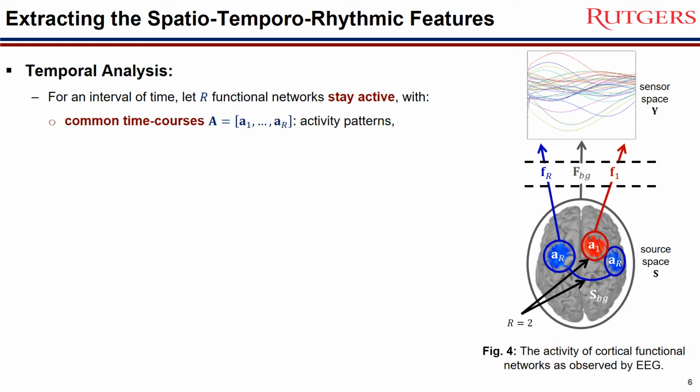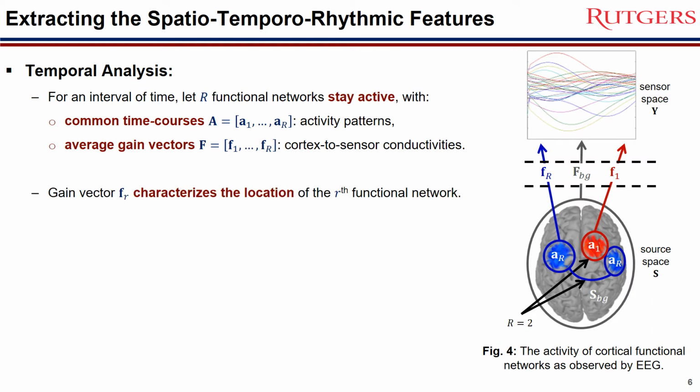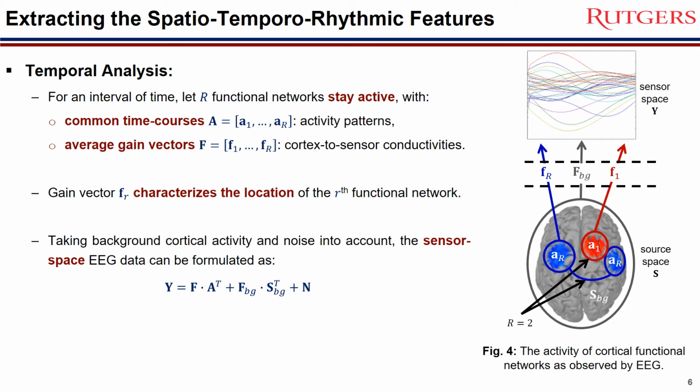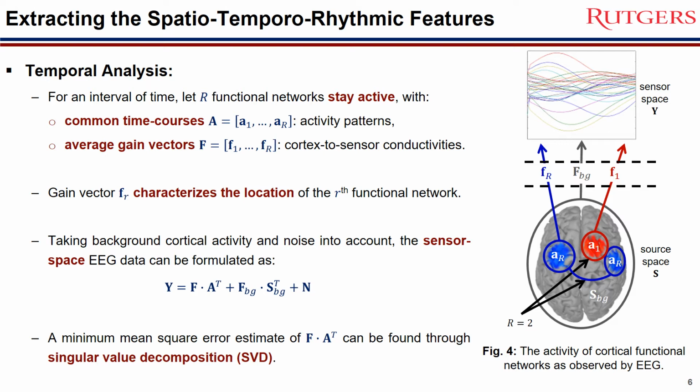Second, temporal analysis. For an interval of time, let our functional networks stay active with common time courses or activity patterns given by the columns of matrix A, and average gain vectors which describe the cortex to sensor conductivities given by the columns of matrix F. Note that gain vector F_R characterizes the location of the Rth functional network on the cortex. Taking background cortical activity and noise into account, the sensor space EEG data can be formulated according to the linear EEG model. A minimum mean square error estimate of the first term can then be found through singular value decomposition.